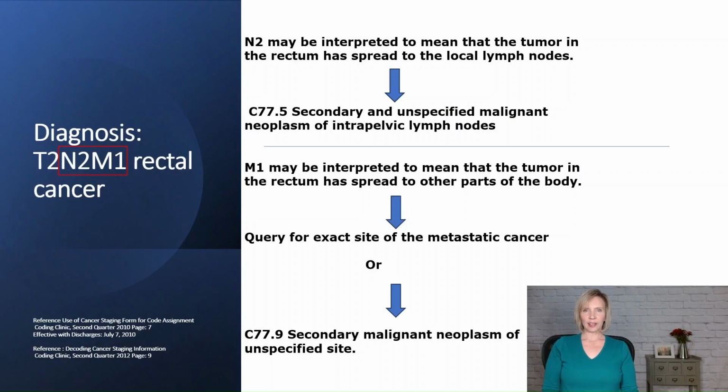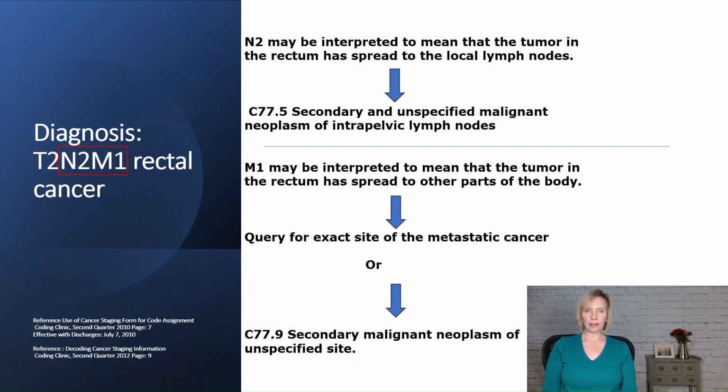In this next scenario, the diagnosis is documented as T2N2M0 rectal cancer. Just like in the previous example, the documentation of N2 allows us to assign the code for localized lymph node metastasis. And the additional information classifying the cancer as M1 will allow us to code the metastasis outside of the lymph nodes.